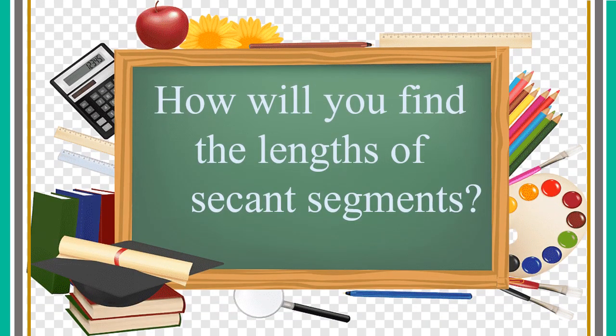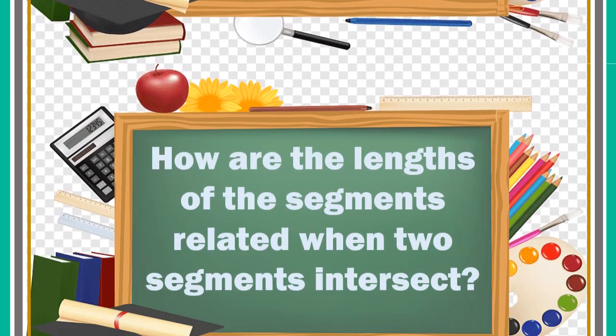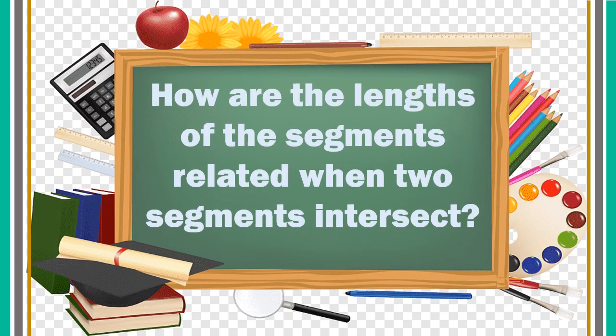Now, after watching the video, hopefully you can answer the following guide questions. First, how will you find the lengths of secant segments? Specifically, if the secants intersect at the exterior of the circle. And how are the lengths of the segments related when two segments intersect?